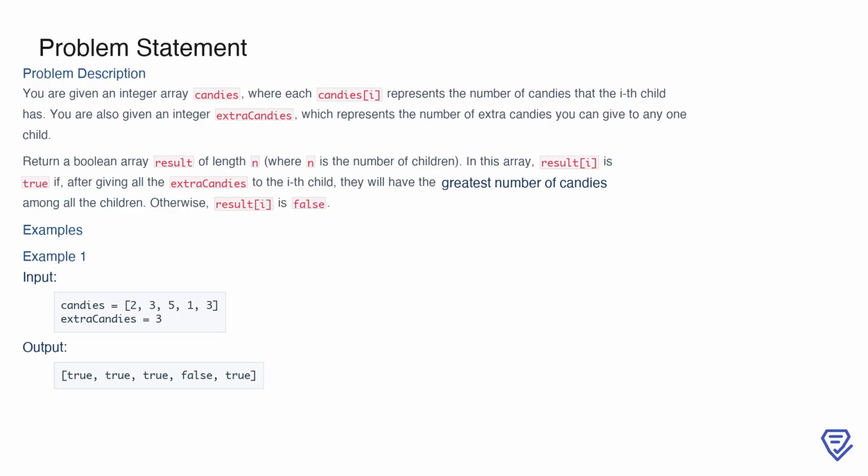Let's dive in. The problem is about determining which children can have the greatest number of candies if given a specific number of extra candies. You're given an array called Candies, where each element represents how many candies a child currently has. Additionally, there's an integer extra candies that specifies how many additional candies you can give to one child at a time. The goal is to return a Boolean array where each element corresponds to whether a child can have the greatest number of candies among all children if they receive all the extra candies. If a child would have the greatest number of candies after getting the extra candies, the value is true. Otherwise, it's false. Let's look at some examples to make this clearer.